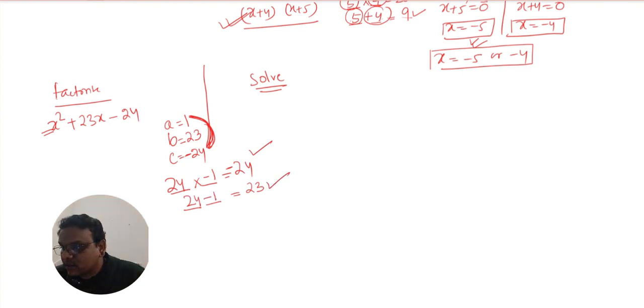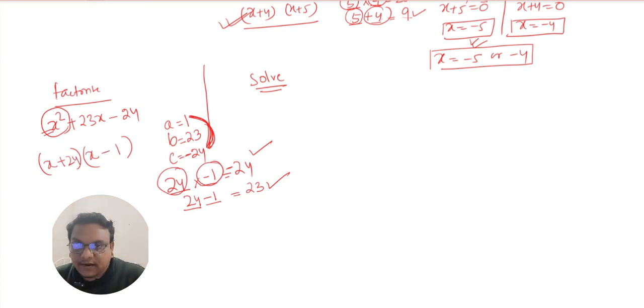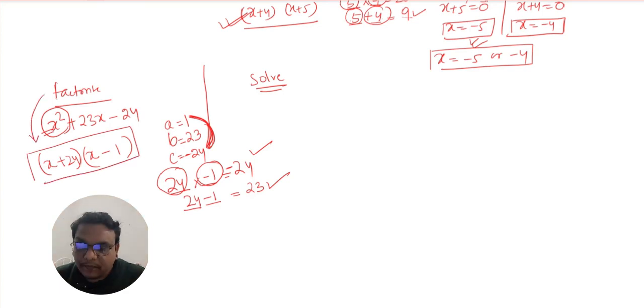Got it? So as I told you, how many factors will I get? Two factors, right? As this is x squared, here put x and x. Two numbers we got, one is 24, one is minus 1. It is plus 24, this is minus 1, we got it, right? So these are the factors. This is the answer for this question, if the question is asking to factorize this one.